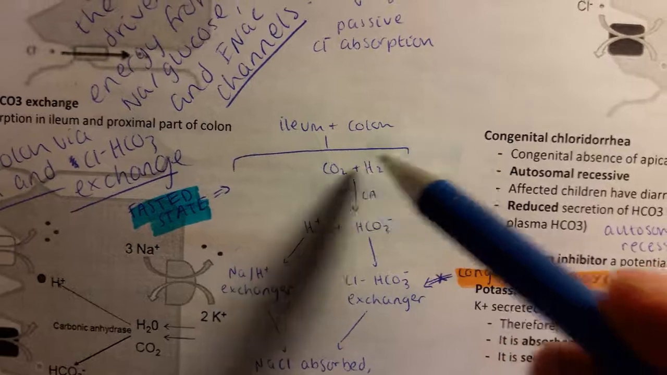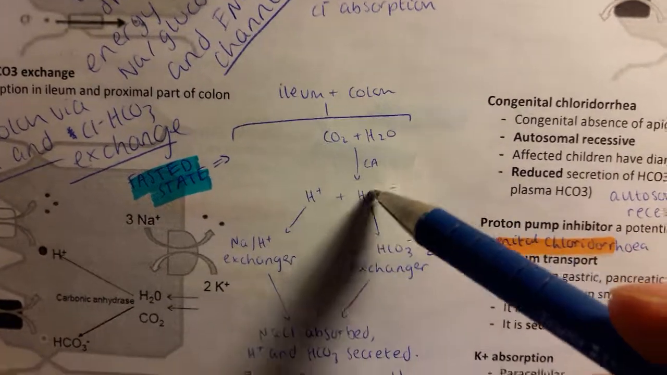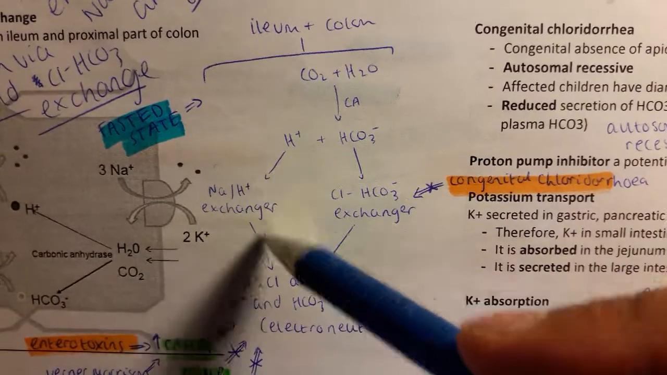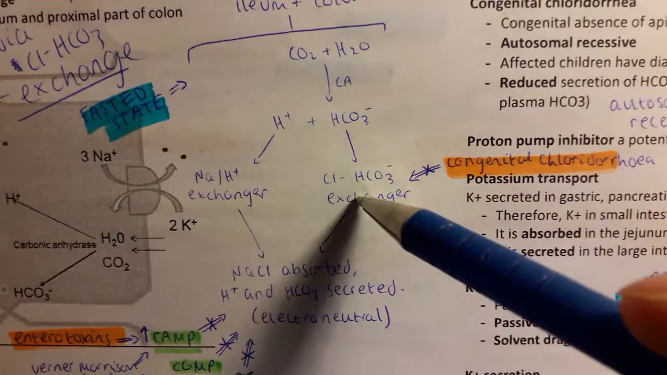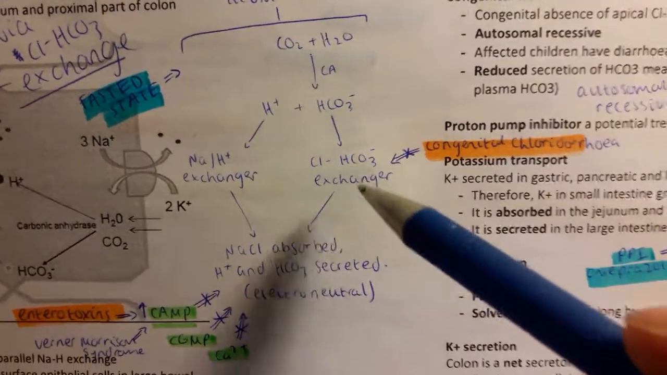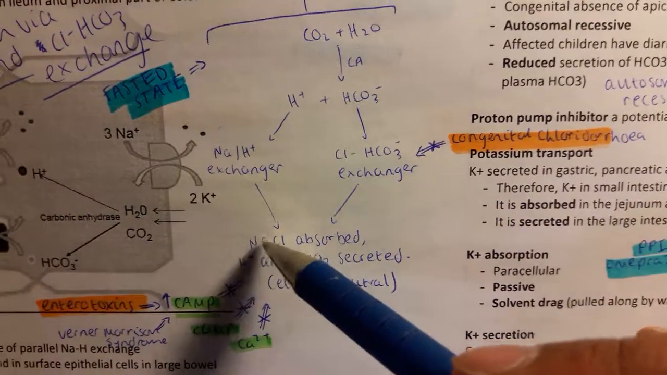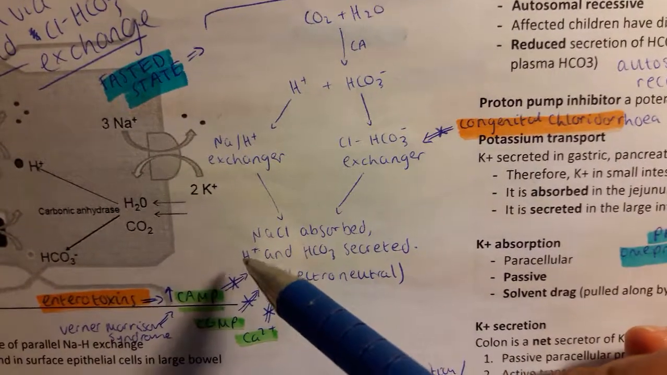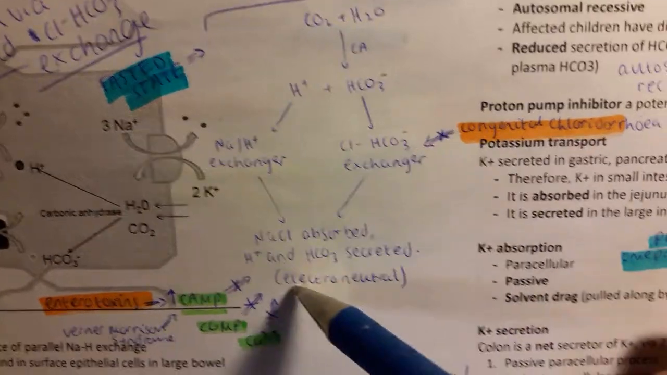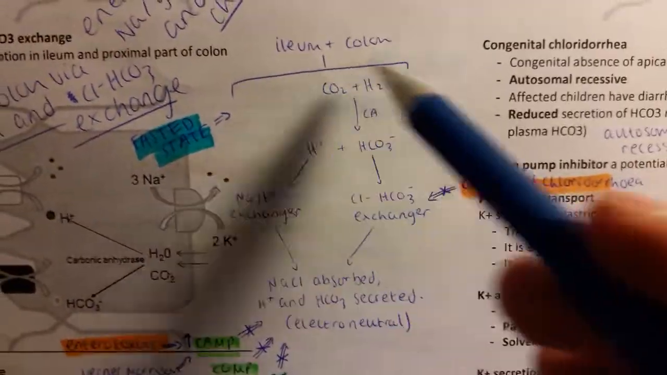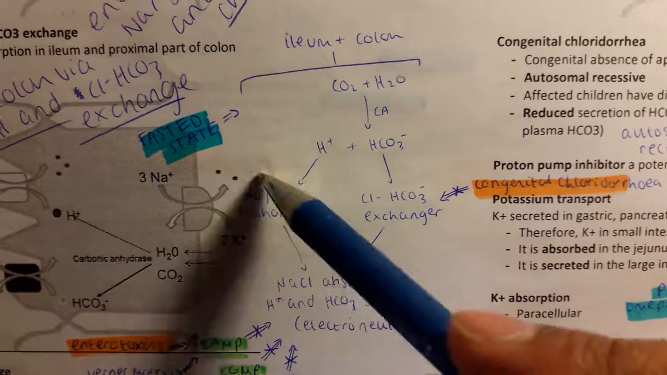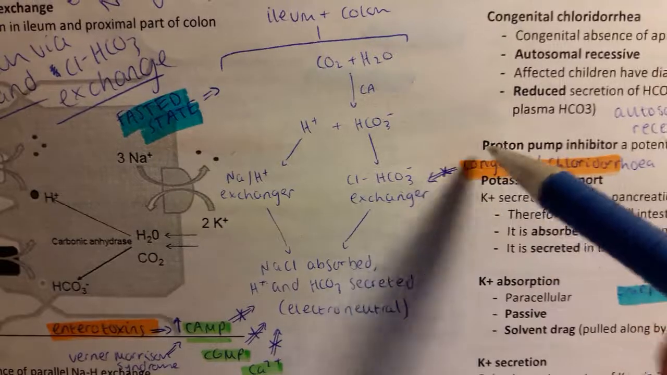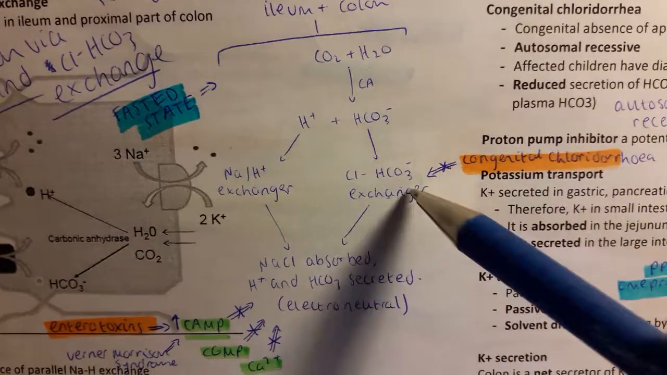In the ileum and colon, water and carbon dioxide react via carbonic anhydrase, making hydrogen, which goes out through the sodium-hydrogen exchanger, and bicarbonate, which is pumped out through the chloride-bicarbonate exchanger. The overall result is the absorption of sodium chloride and the secretion of hydrogen and bicarbonate. Therefore, it's electroneutral, and this happens in the fasted state. The chloride-bicarbonate exchanger can be affected by congenital chloroduria, which I'll come on to in a second.